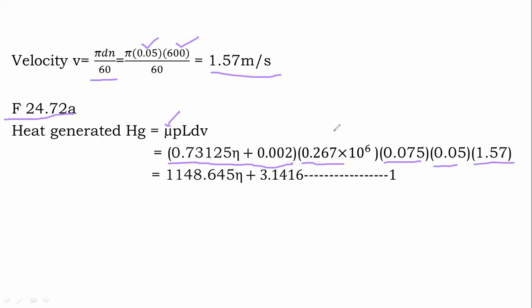Again, my dear students, what happens after simplifying this? We get some answer in terms of the viscosity plus something. So call this equation number 2. Now we calculated the heat generated. We know that for no artificial cooling required, heat generated equals heat dissipation. So we are going to calculate the heat dissipated. Now we calculate the heat dissipation.